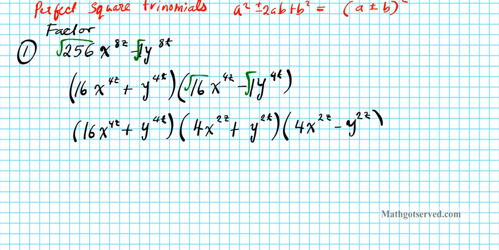Okay, wow, we have a difference of squares again, so we're going to apply the procedure to this term again. So just bring these down. We're going to have 16x to the 4z plus y to the 4t times 4x to the 2z plus y to the 2t. And then we're going to factor this. Remember, there's a 1 in front of here.